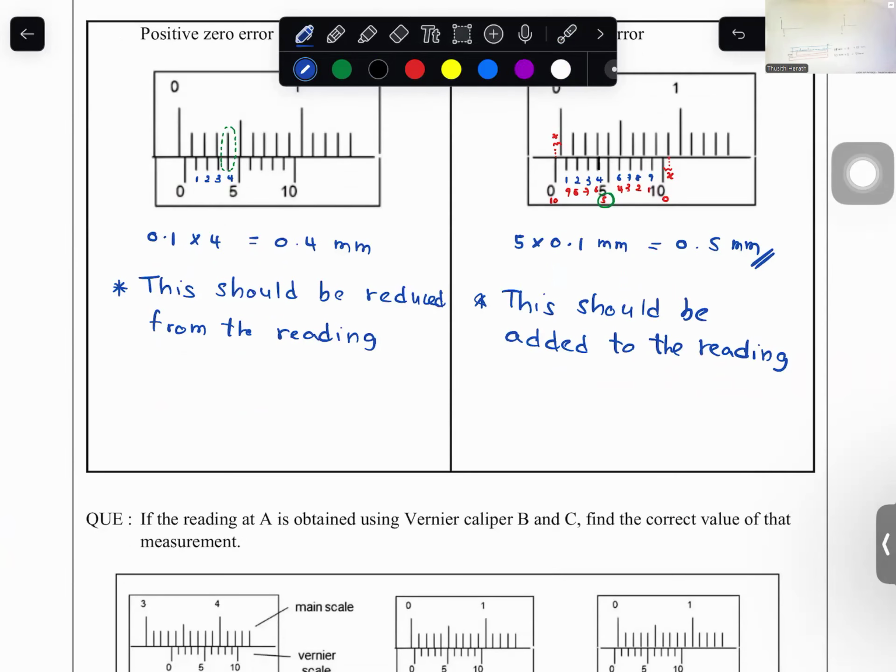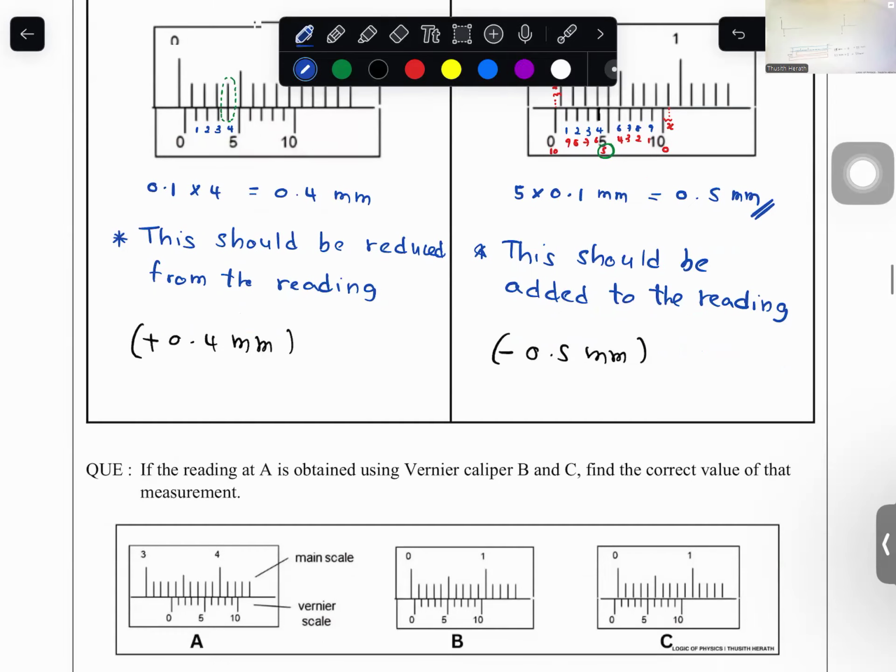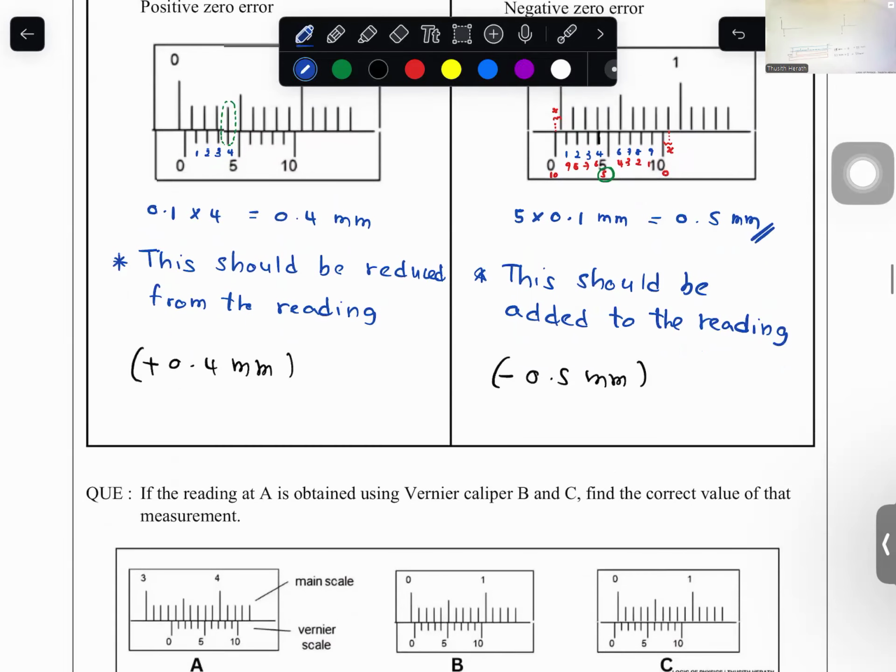Also, you can remember this in a way like this. If you assign plus and minus values, this should be a plus 0.4 millimeter error. Since the right one is a negative error, this should be minus 0.5 millimeter error. Also, you can remember this as you always have to reduce the error from the reading. So here, reading minus 0.5. Fine. Reading minus 0.5, it automatically adds the value. You can remember it this way also.